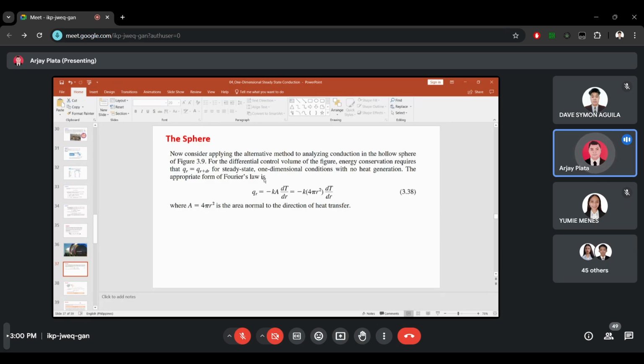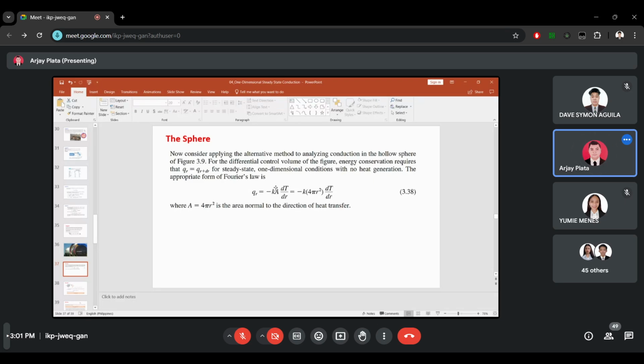For steady state, one-dimensional conditions with no heat generation, the appropriate form of Fourier's law is q_r equals negative kA dT over dr. This is Fourier's law. Last time I discussed the applications of this equation, and it is also applicable to spherical geometry. We just have to change the coordinates; now it's the radial direction, that's why it's dr.